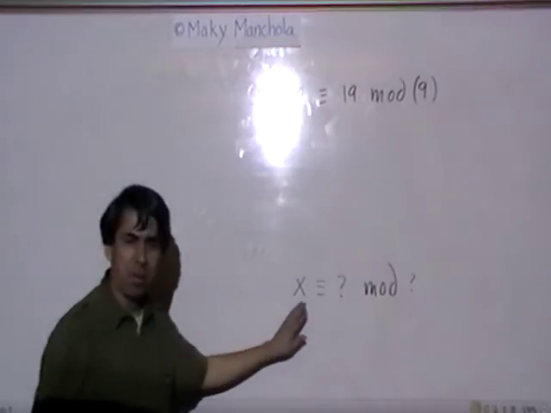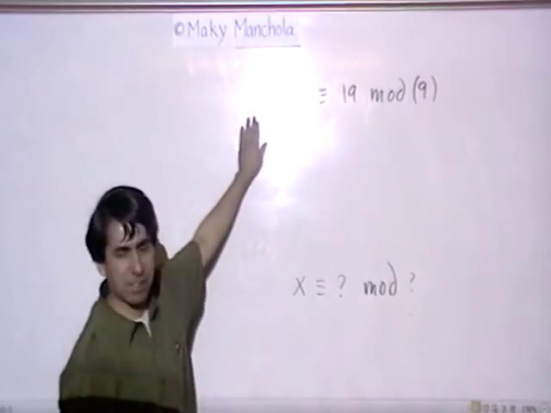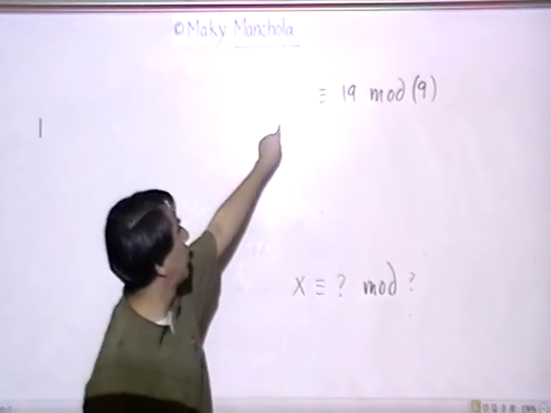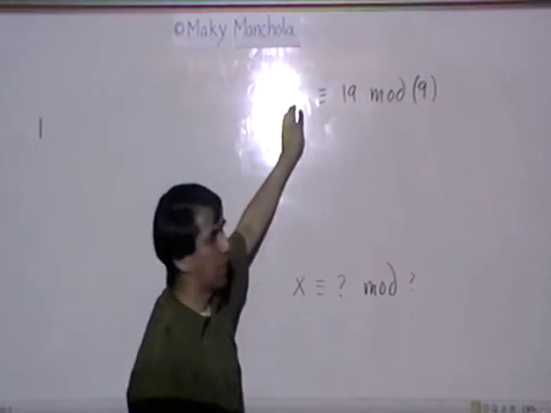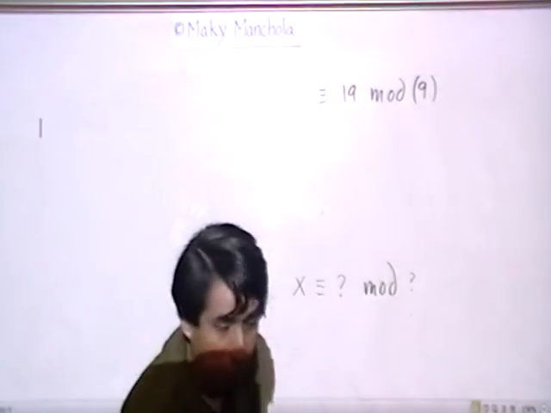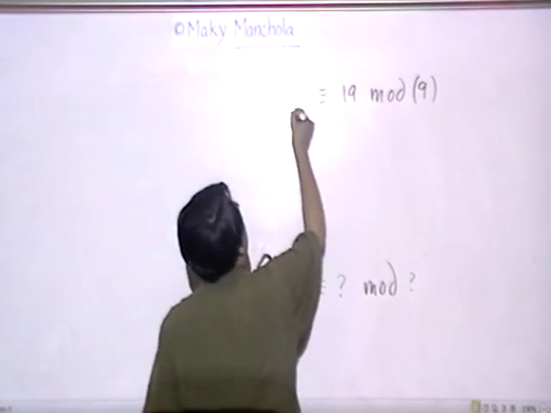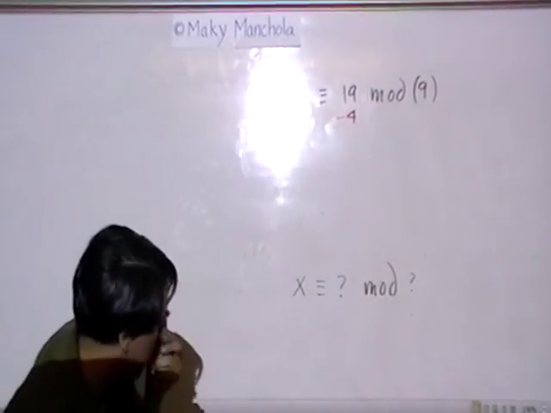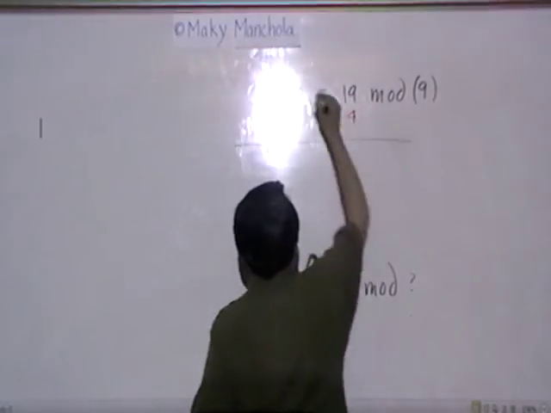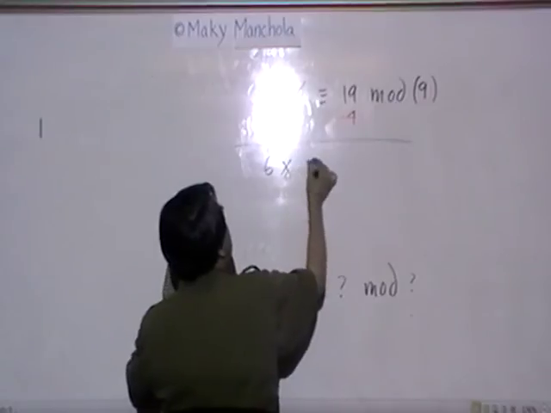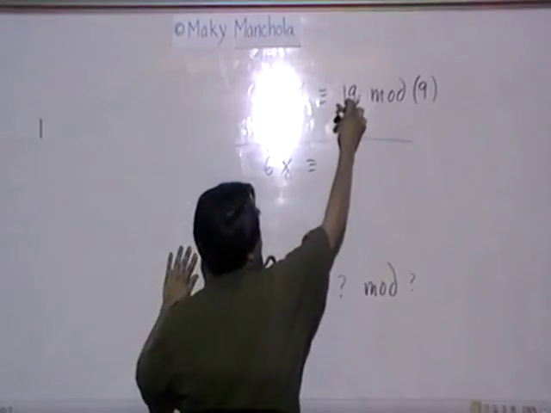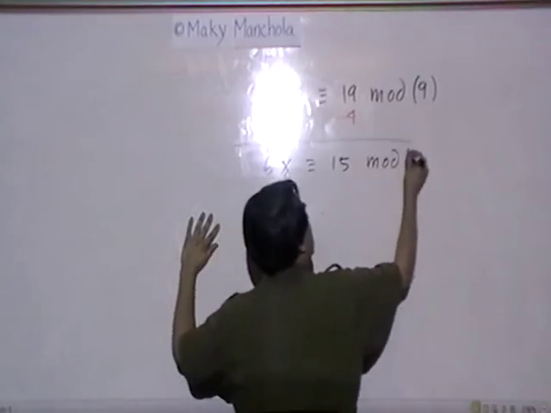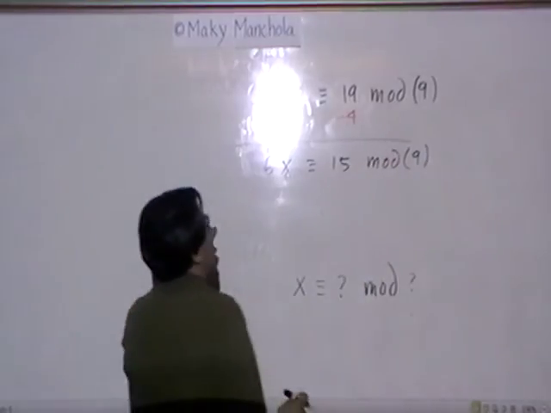Alright, so we're basically trying to treat this as though it was an equation and we're trying to isolate x. So we would begin by getting rid of this 4 that's being added, subtracted from both sides. We can do that because that's one of our properties of congruence. Subtract the 4 from both sides, so we get 6x is congruent to 19 minus 4 is 15 mod 9.